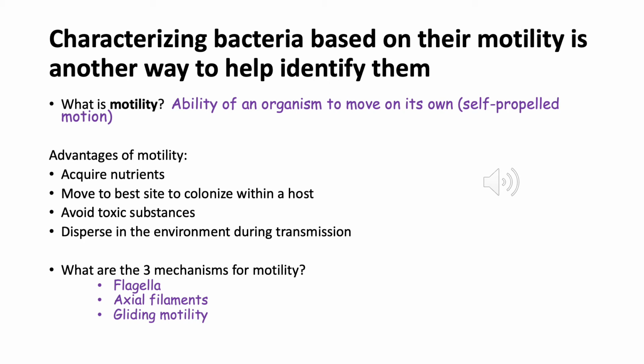It can help the organism to acquire nutrients, to move to the best site to colonize within its host, to avoid toxic substances by moving away from them, and also to disperse in the environment during transmission from one host to another. So 3 mechanisms for motility include flagella, axial filaments, and gliding motility, and we'll talk about each of those.